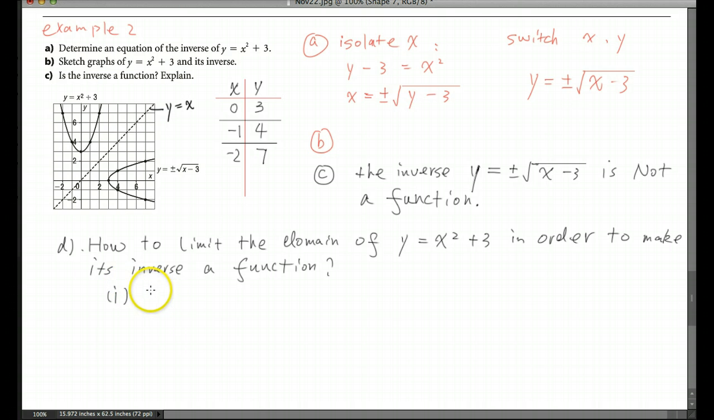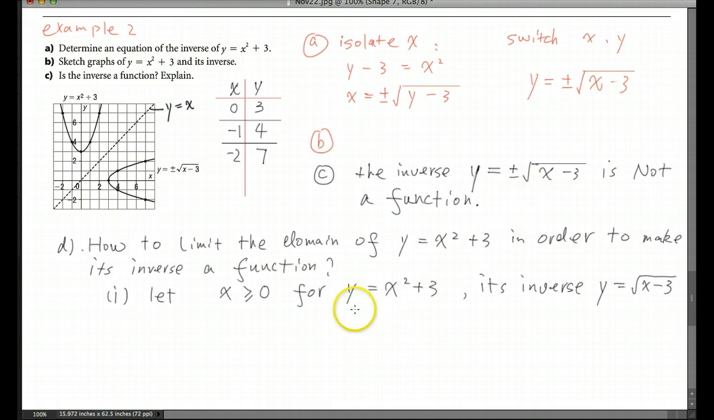First, let the domain of the original function be x greater than or equal to 0 for y equals x squared plus 3. In that case, you can see the inverse is supposed to be just y equals the positive square root of x minus 3, without the negative. So basically it's this part, above the x-axis.